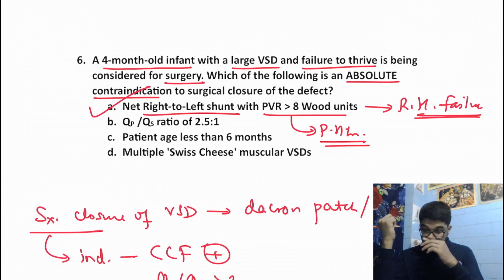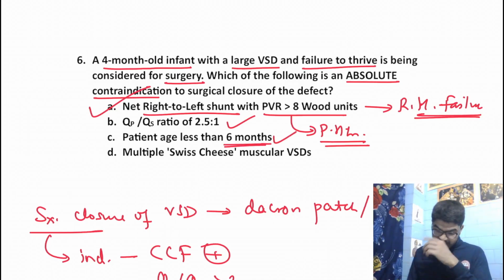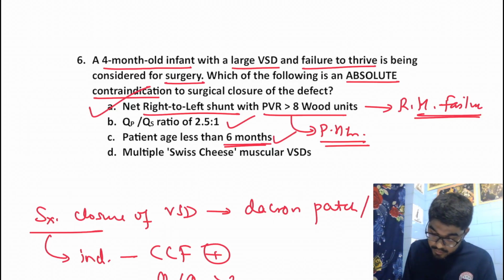Okay. QP to QS ratio of 2.5. Yes, this is an indication. Age less than 6 months. Yes, we should go for early surgery, right? It should be done before 6 months of age. Okay. And multiple Swiss cheese muscular VSD. This is also an indication.